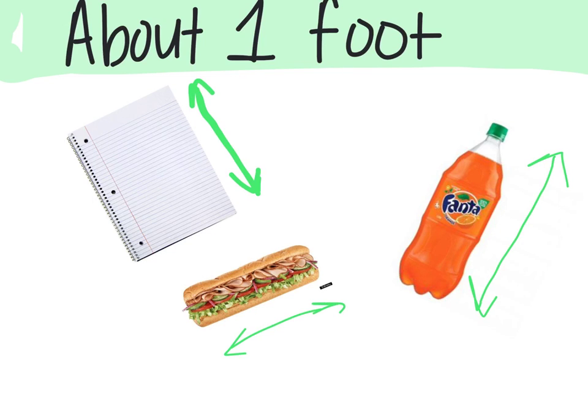At this time, it would probably be good to fill out your guided practice where it says items that are about 1 foot. You can pick an item and draw that onto your guided practice worksheet. Next, we have items that are about an inch. And these Jolly Rancher candies are about an inch long.